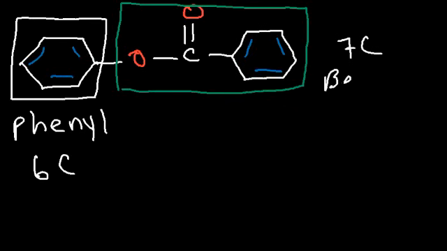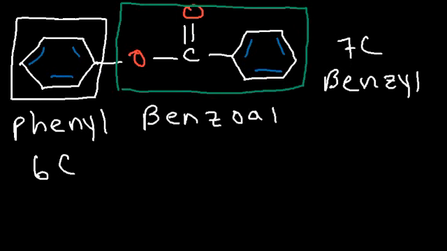So instead of saying benzyl, we're going to have to put the oate part in it. So this is called phenyl benzoate. And that's basically the name of this structure.